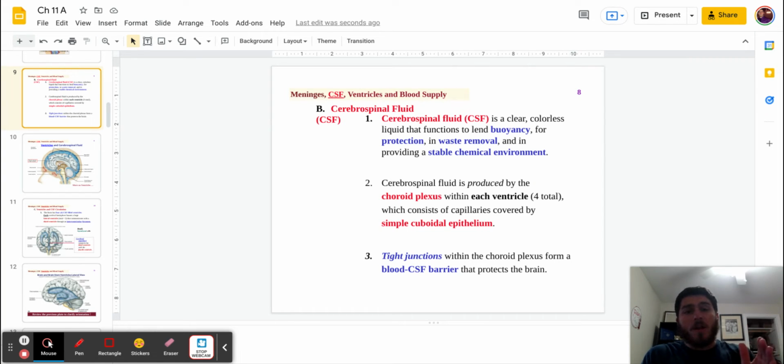It is a clear, colorless liquid that functions to help make the brain more buoyant, basically reduce the weight of the brain, which is always nice, right, for the brain itself. So it's not always just resting on the bottom part of your skull. Nothing really good can come from that. As well as provide some protection, right?